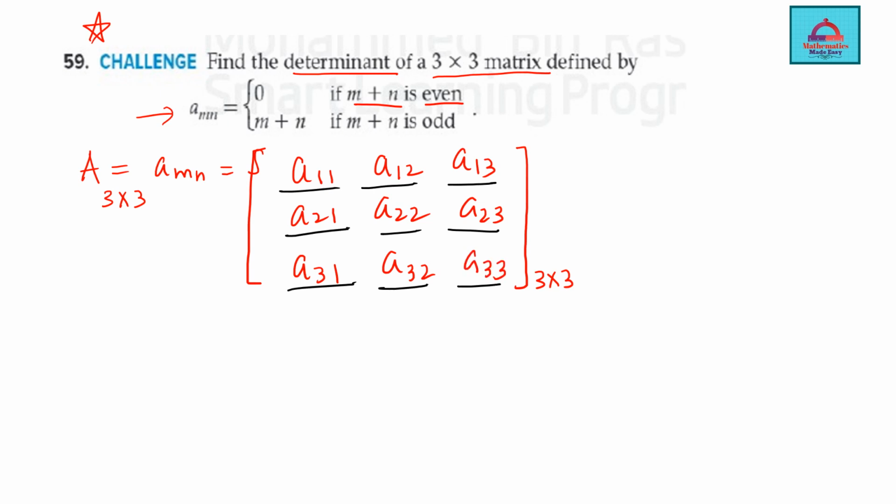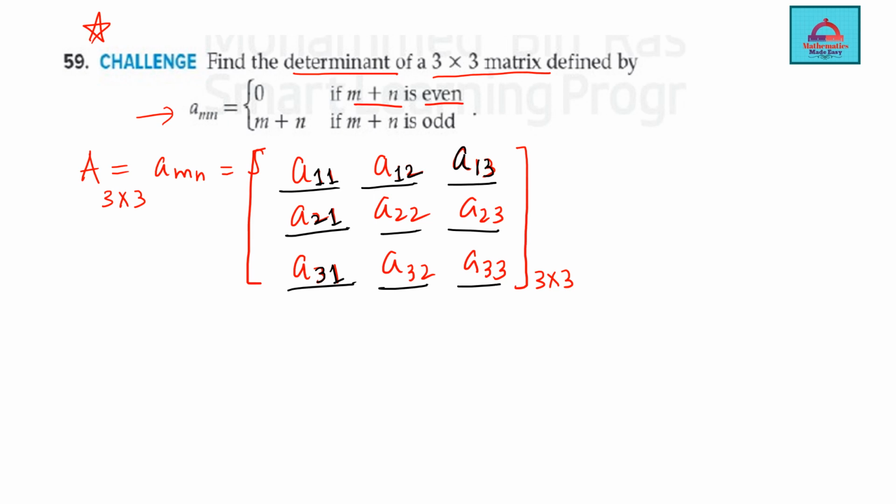This is for anyone who's still confused. The students who have studied from me already know how I'm writing this. So this is the first row, first column, second row, first column, third row, first column, and so on. Similarly, this is first row, second column, first row, third column, and so on.